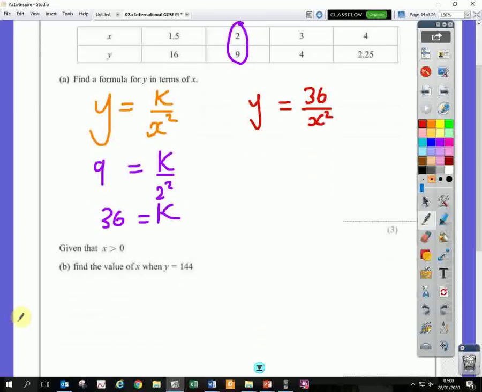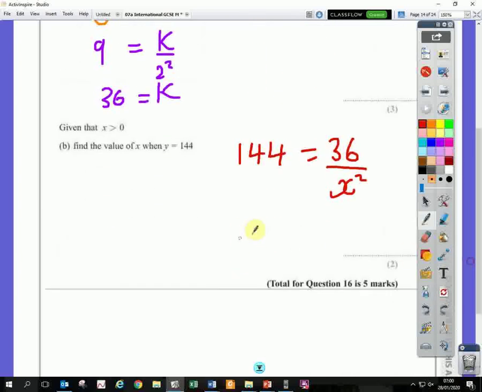And then next, use your answer to part A to find the value of x when y is 144. So write down 144 equals 36 over x squared. And then all you're going to need to do is rearrange this. If I do a little bit of rearranging, I end up with x squared equals 36 over 144. That's x squared. The opposite of squaring is to square root. If you square root this in the calculator, we end up with plus or minus 0.5. It won't come up with plus or minus, but it is plus or minus. And because x is positive, we just take the positive.